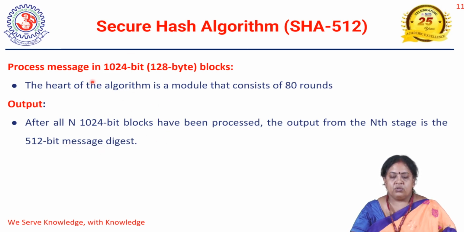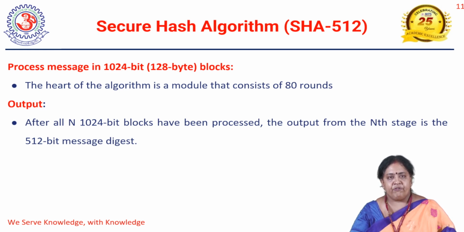So how will SHA-512 be processed? What are the processing steps? First we have to add the length field, then we have to perform padding. Why do we perform padding? The message length should be a multiple of 1024 so that the message can be divided into blocks. For that purpose we perform padding.